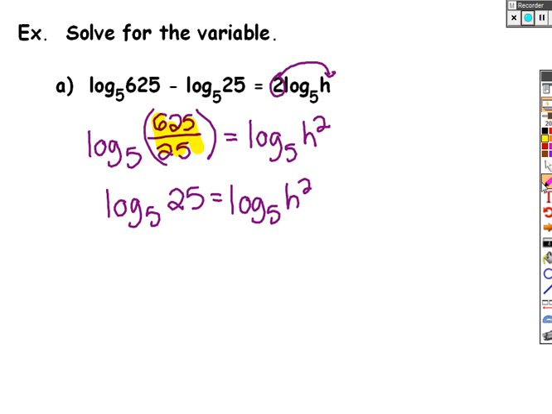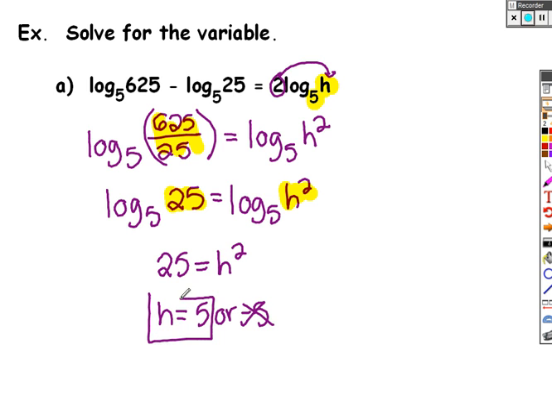I know there's a couple places I could go from here, but if these logs are equivalent and they have the same base, wouldn't my arguments have to equal each other? So 25 would have to equal h squared. And if I take the square root of each side, you should find h should equal 5 or negative 5. But careful, if I check back into my original equation, the argument can't be negative. There's no exponent I could throw on 5. So 5 raised to any power is never going to give me a negative number. So the negative answer doesn't make sense. H would have to equal 5.